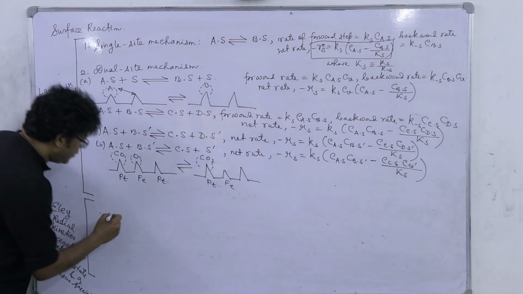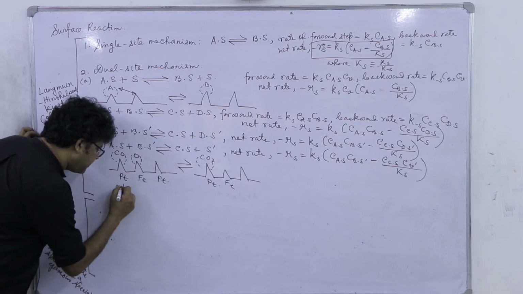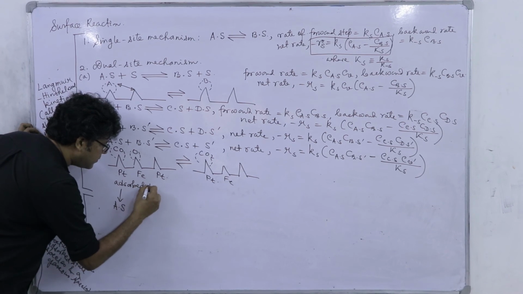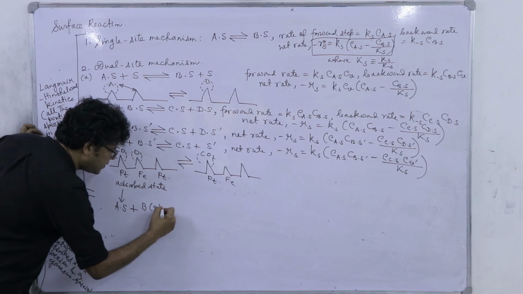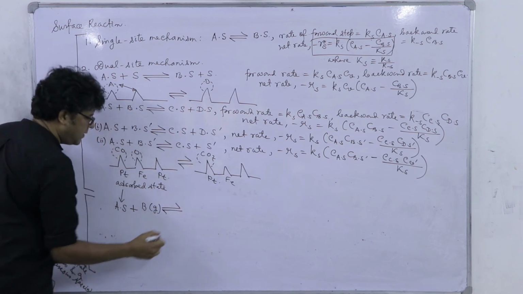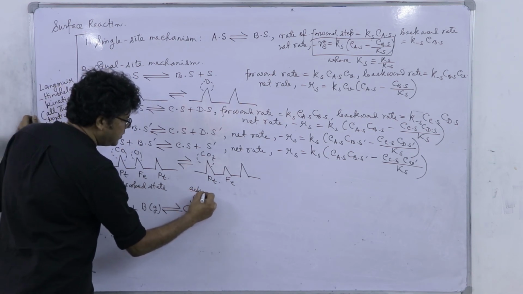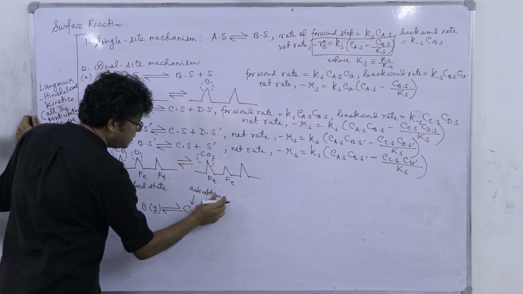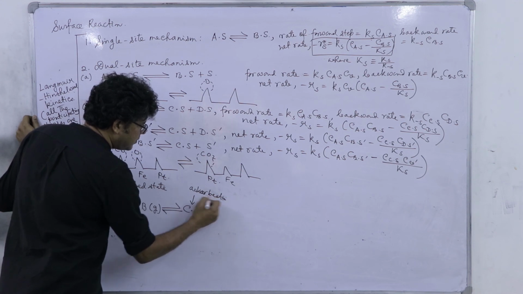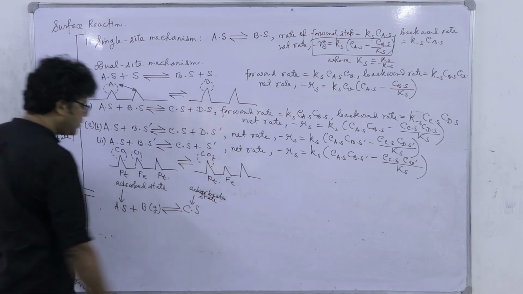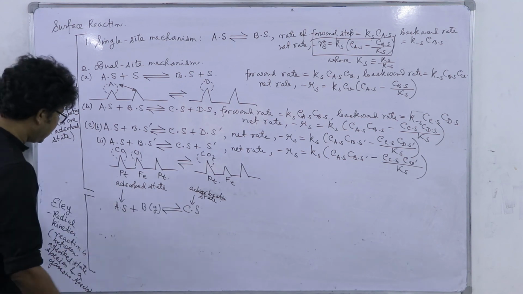Here you see one is in the adsorbed state, another is in the gas phase, giving you C·S. That is also in the adsorbed state, because desorption is yet to take place. So, what will be the rate expression for this type of Eley-Rideal kinetics?